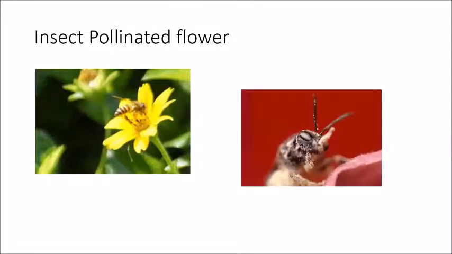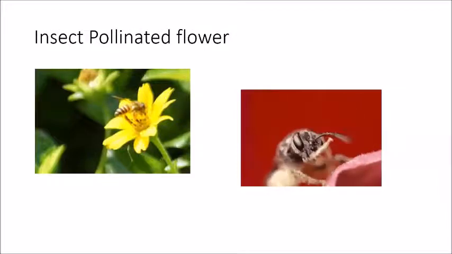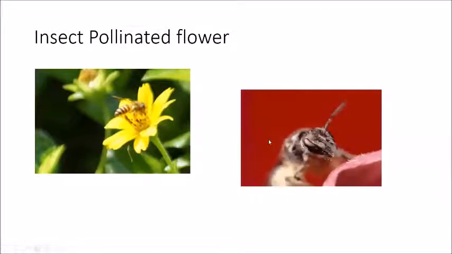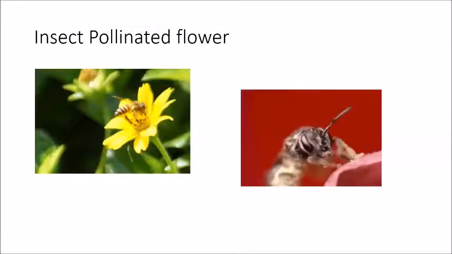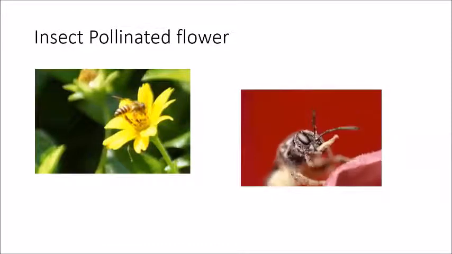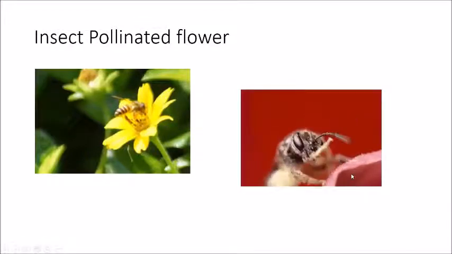Okay, so in order for this insect to get the nectar that it's trying to feed on, it's going to have to brush up against the stamen. Once this insect brushes up against the stamen, the pollen grain inside of the anthers is going to stick to the insect. Okay, so this is another modification or adaptation. The pollen grain inside insect pollinated flowers are going to be very sticky.